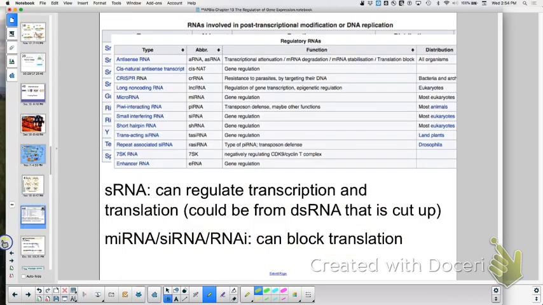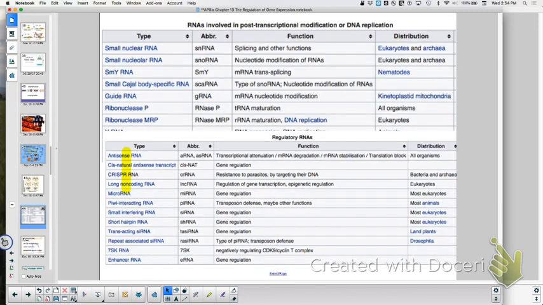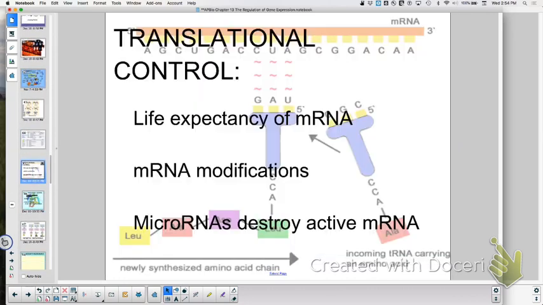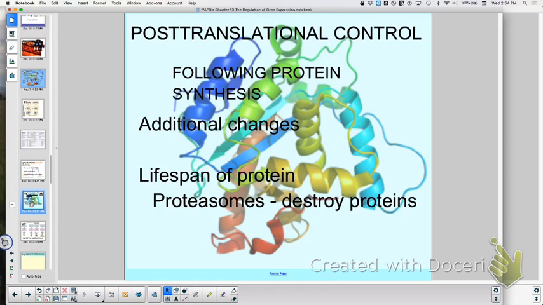I showed you hideous lists of different kinds of RNAs that could promote or interfere with the process of transcription and translation. We looked at translational control, your ability to get onto the ribosome, the lifespan of the mRNA, how long it lasts, how long it's available for translation. And we looked at post-translational control, and that was everything we mentioned earlier about that folding pattern. Okay, then we looked at what happens when things go bad.